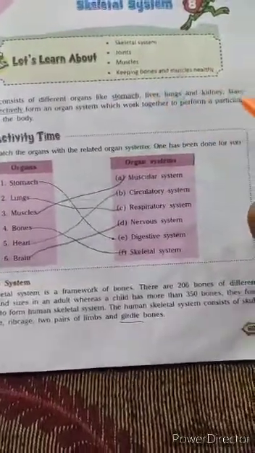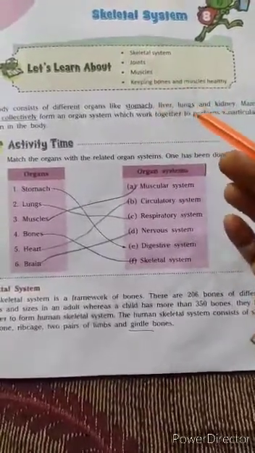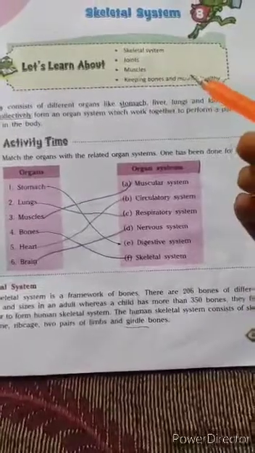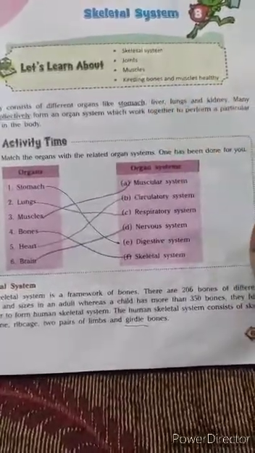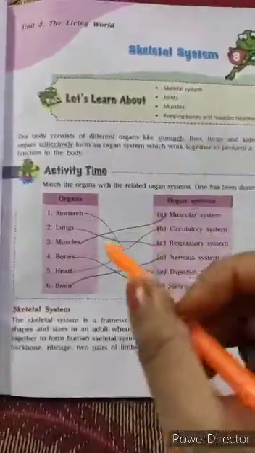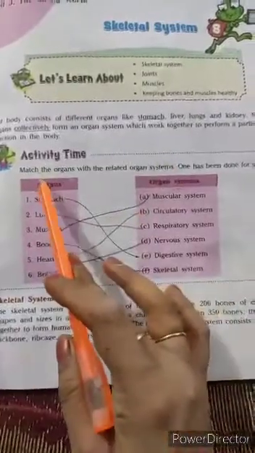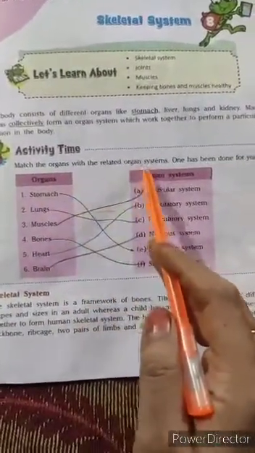Stomach, liver, lungs, kidney, they work in coordination. And if any one of the organs gets upset or does not work properly, then the others also get affected by it. So they work in coordination. Now students, a small activity is given over here. Let's read it. Match the organ with the related organ system.